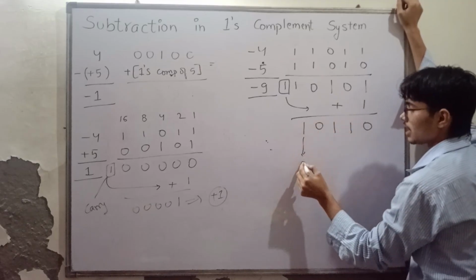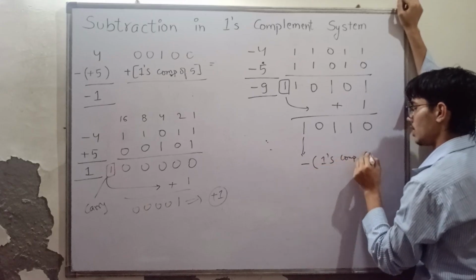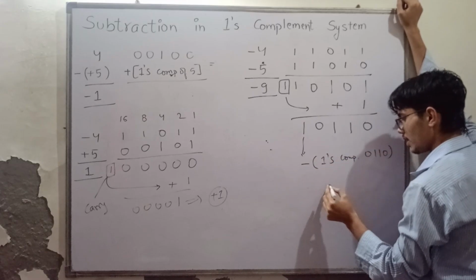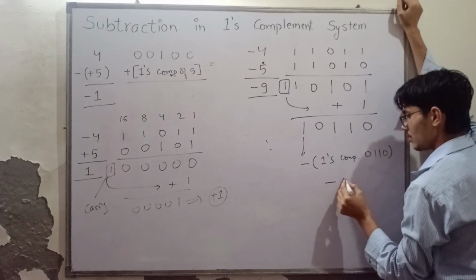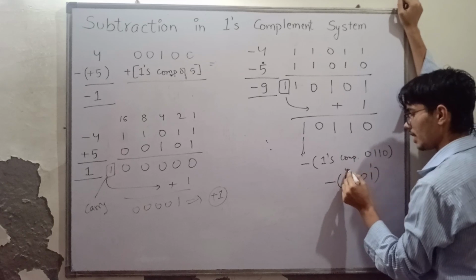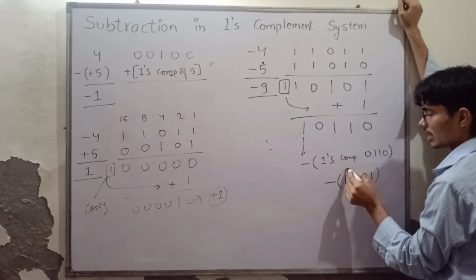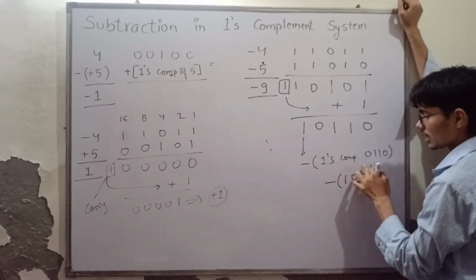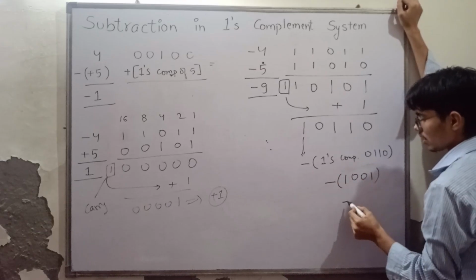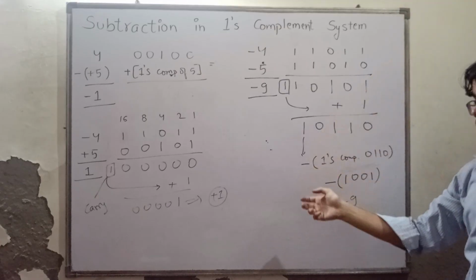Okay, so this represents our negative sign, and we take the 1's complement of 0, 1, 1, 0. The 1's complement of this is minus 1, 0, 0, 1, so 1, 2, 4, 8. Sorry, 1, 2, 4, 8. 8 plus 1 is 9. This is our 8 position of 1. We get our answer 9. Okay, that's how we solve this question.